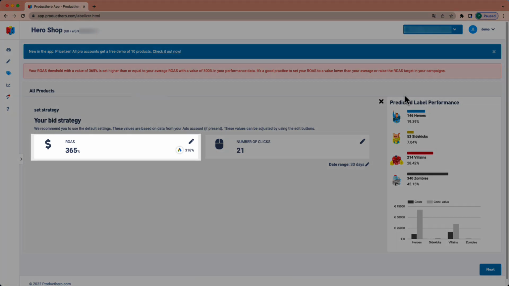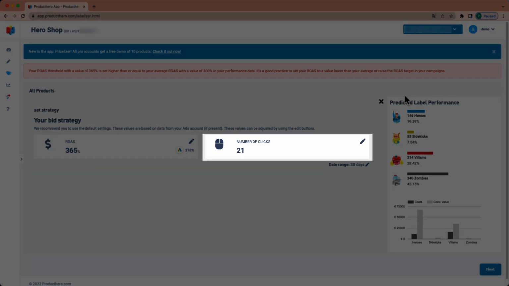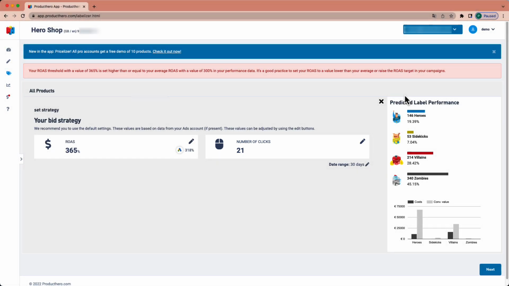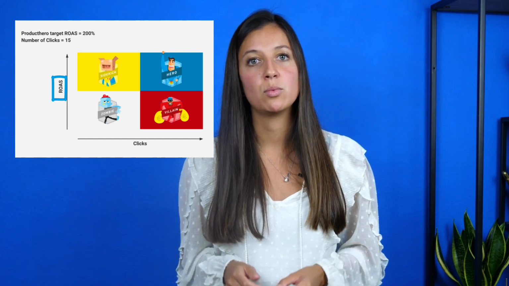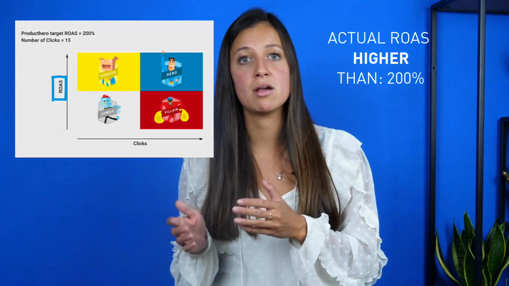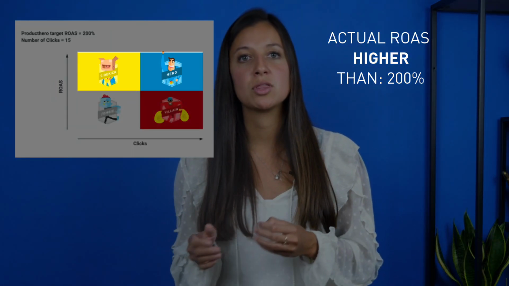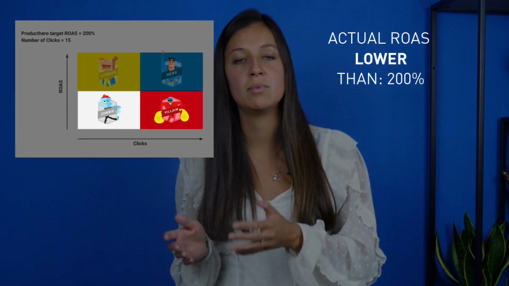This includes setting up your Producthero target ROAS and number of clicks. They both determine the distribution of your products over the 4 labels. In the following example, I will explain how this works. The ROAS is on the y-axis, and let's say you set a Producthero target ROAS of 200%. This means that products with an actual ROAS that is higher than the 200% become a hero or sidekick. And products with an actual ROAS that is lower than the 200% will become a zombie or villain.